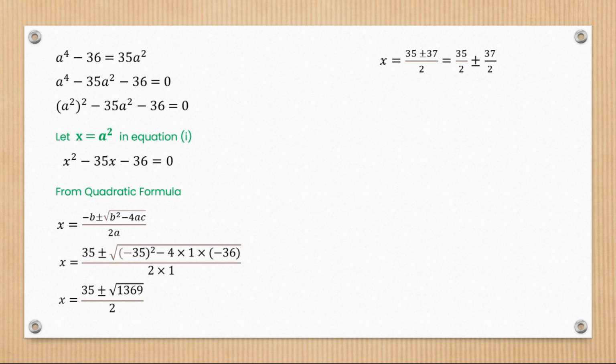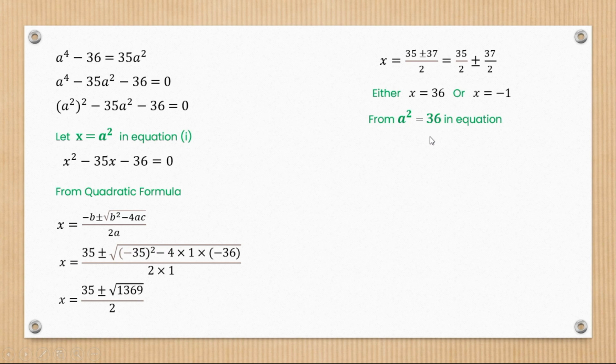x is either equal to 35 over 2 plus or minus 37 over 2. So when you calculate both sides, you can see that x is either equal to 36 or x is equal to negative 1. So let's look at one of the options. So from a squared is equal to 36, because we know that x represents a squared, we're now going to use this.